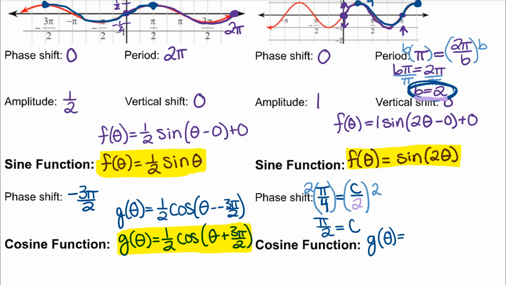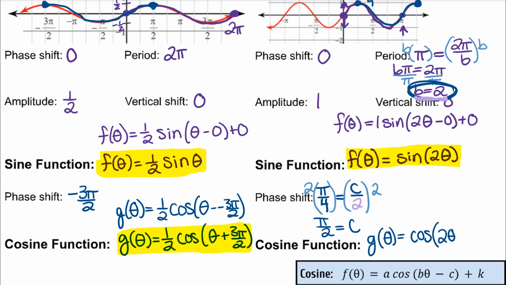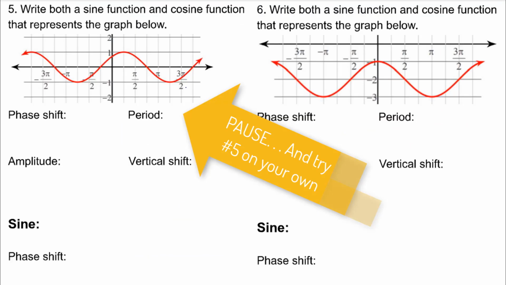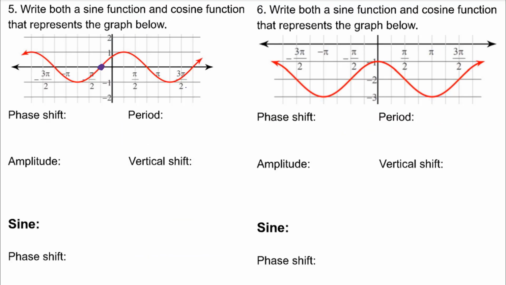This makes g of theta equals cosine of, remember, b theta minus c. So 2 theta minus pi halves. Try number 5 on your own and press play to check.